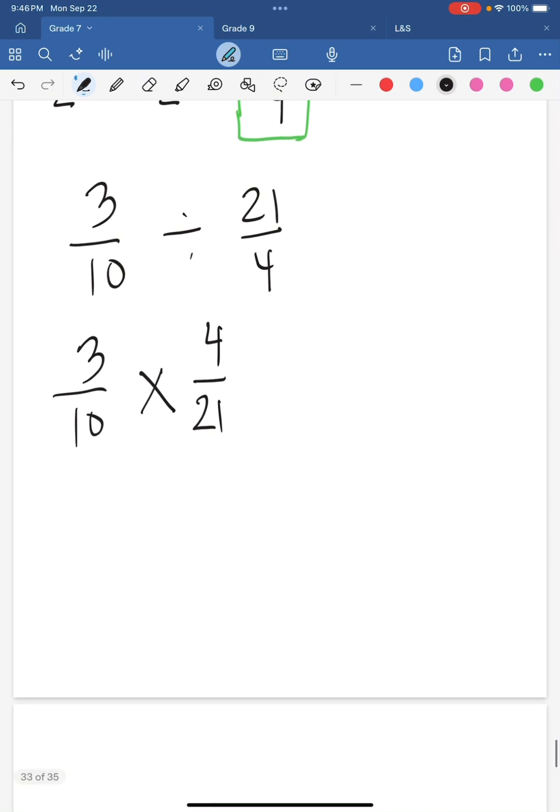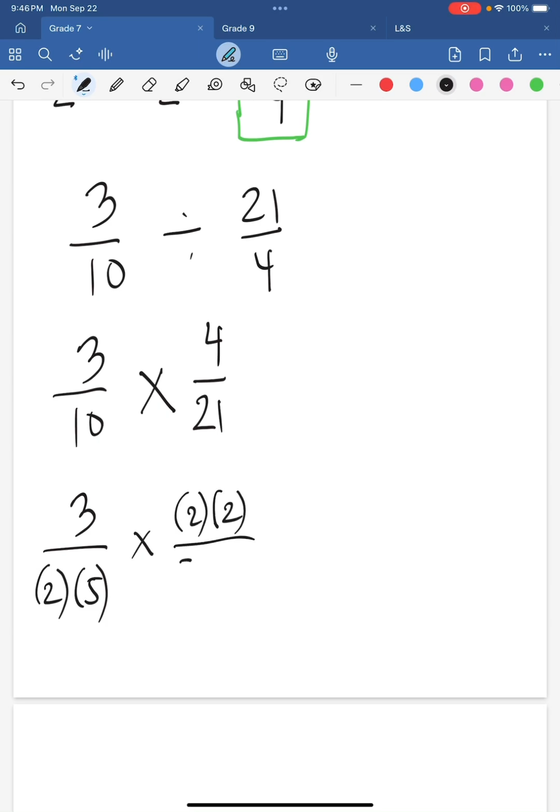Now, by using some factors, the factors of 10 here are 2 and 5. For 4, we have 2 and 2. And for 21, we have 3 and 7. So canceling such similar or the same numbers, we'll have 3, 3, 2, and 2. So what are left here are 2, 5, and 7. For the numerator, we only have 2, so we just copy it. And on the denominator, we have 5 times 7, which is 35.